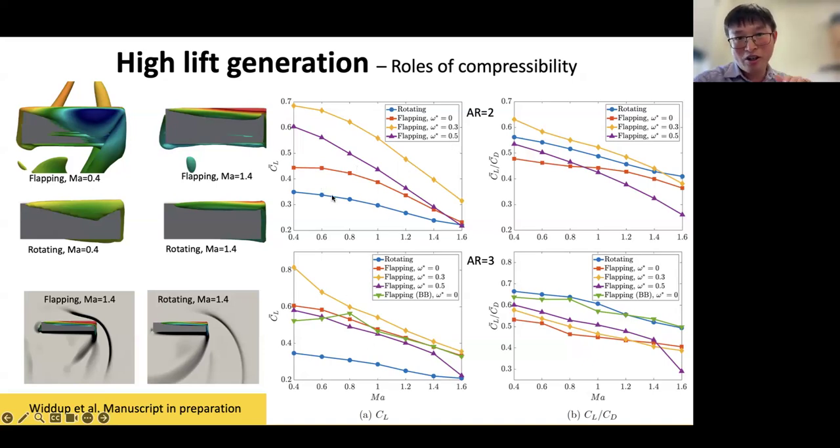for lift generation, the rotating wing is smaller than the general flapping wing. Omega star equals 0 means it's a rigid wing, then rigid wing and flexible wing. But when Mach number is very high, their performance is close. The conclusion is that the flapping wing indeed is better at low Reynolds numbers.